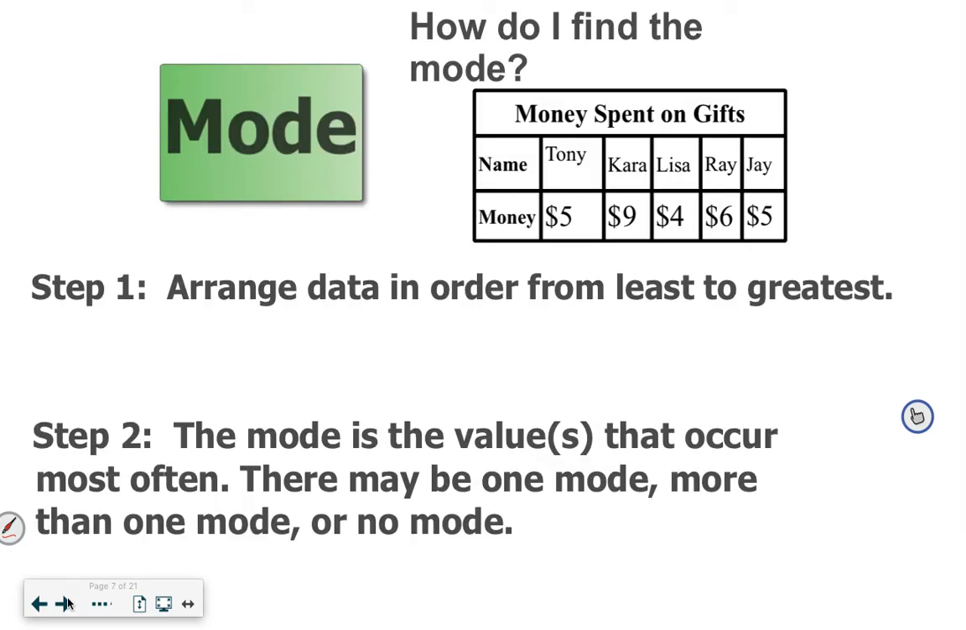Next, mode. How are we going to find the mode? To be able to find the mode, we need to order all the data from least to greatest again. So which one is the least one? It is 4. After that, next is 5. Next is 5 again, 6 and 9. The mode is the value that occurs most often, which means the number which is repeated itself a lot. There may be one mode, more than one mode, or no mode.